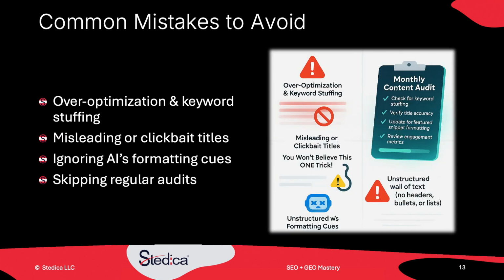Let me share some common mistakes to avoid. Here's what not to do. Don't over-optimize. If you stuff your content with too many keywords or try to force it into a specific format, it will feel unnatural and may even be ignored by AI. Another mistake, creating clickbait titles or misleading content. AI can recognize if your content doesn't deliver on the promise of the headline.